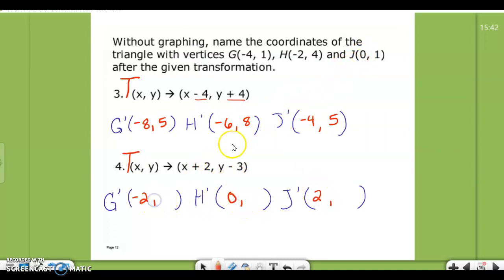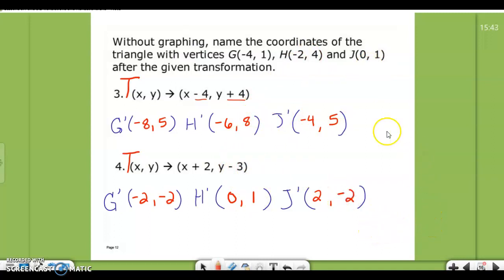Now I'm going to work the y's. 1 minus 3 is a -2. 4 minus 3 is 1. And 1 minus 3 is a -2. And there you go, guys.